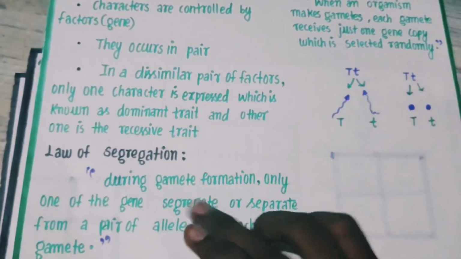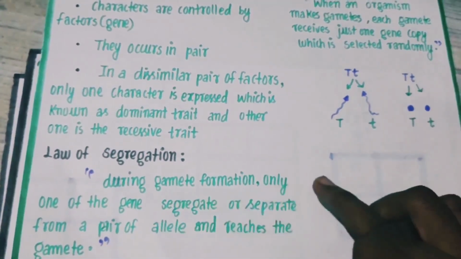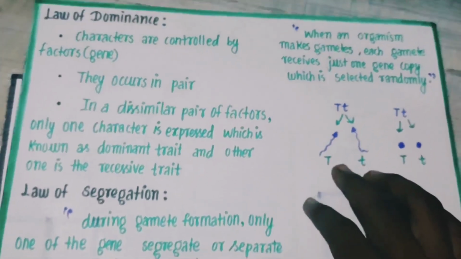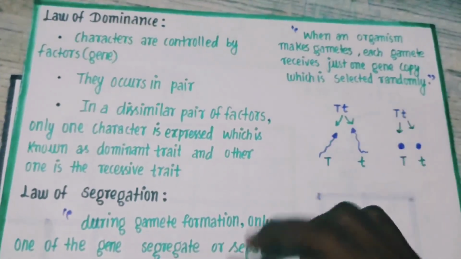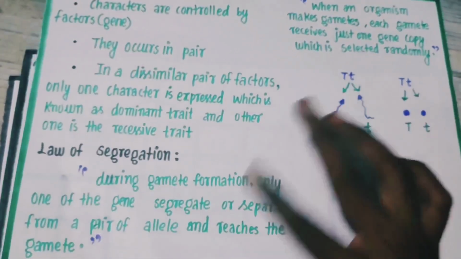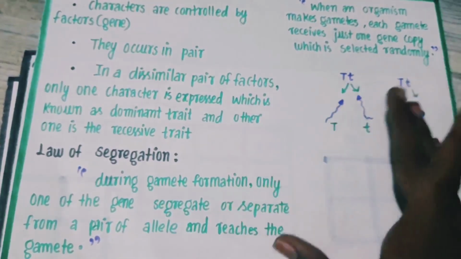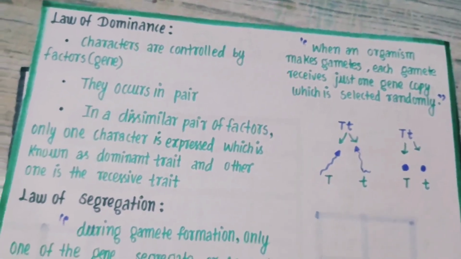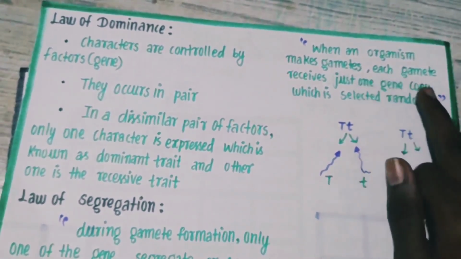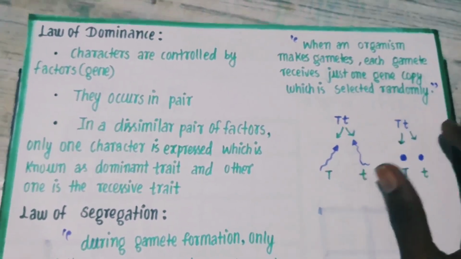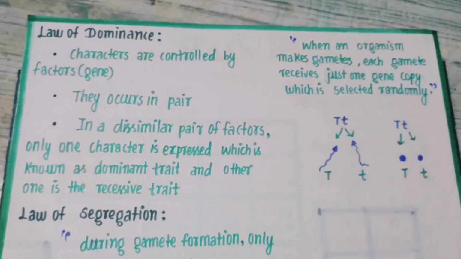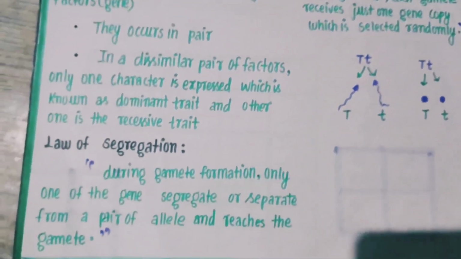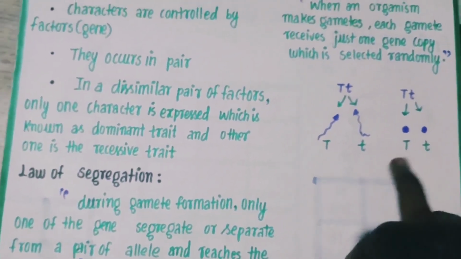During gamete formation, only one gene segregates or separates from a pair of alleles and reaches the gamete. When an organism makes gametes, you can give any definition. I have given two definitions for you, kids. You can follow any definition. When an organism makes gametes, during gamete formation, each gamete receives just one copy, which is selected randomly. This is a random process. So if they ask you about the law of segregation, write these two important points. You can write any of these, and draw this one also.